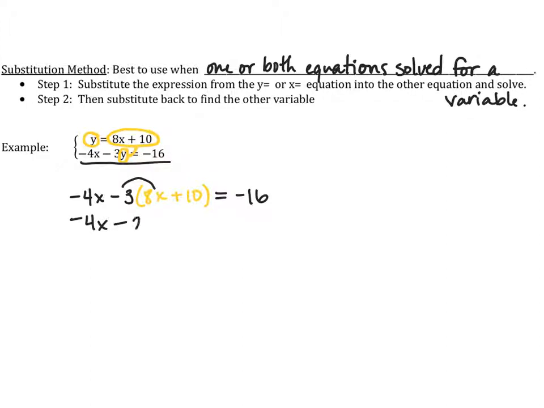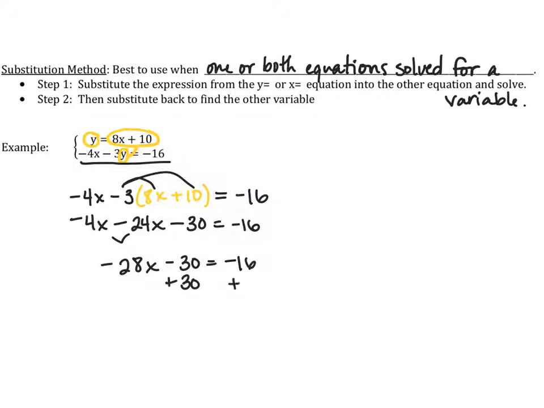So minus 24x minus 30 equals negative 16. Combine like terms. Negative 28x minus 30 equals negative 16. Add 30. Negative 28x equals 14. Divide by negative 28.